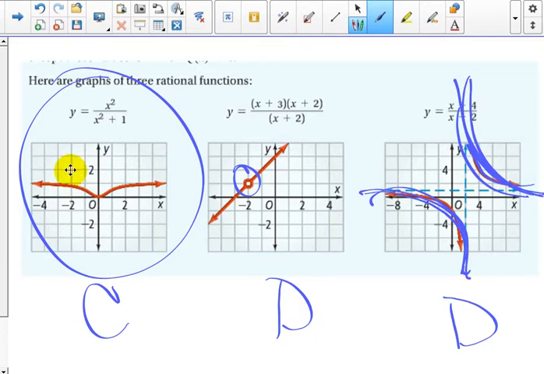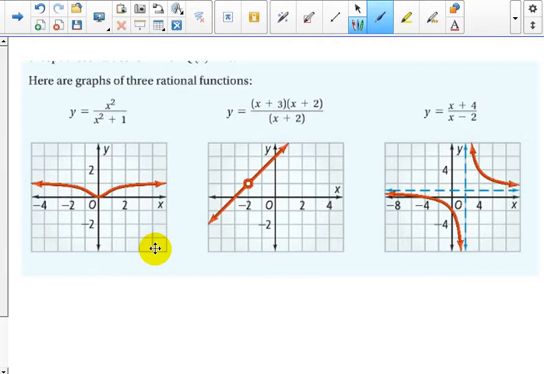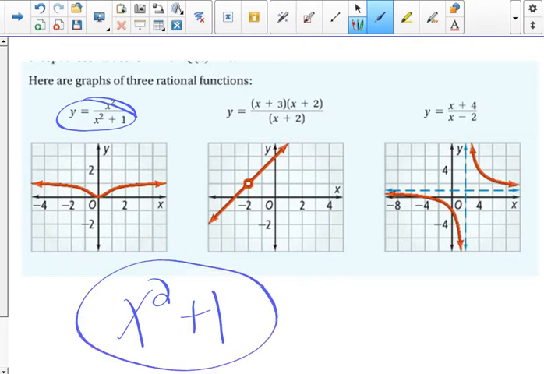Now let's take a look at what's the difference in these. So why did this one not have any breaks? Our denominator on the first one is x squared plus 1. Well, is there anything here that can turn this to 0? No, because we can't square any number in this world and make it come out negative 1. Not with our math rules, okay?